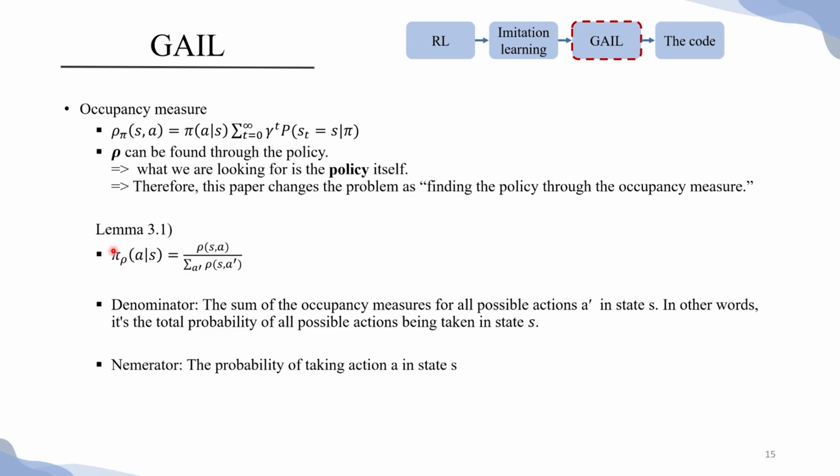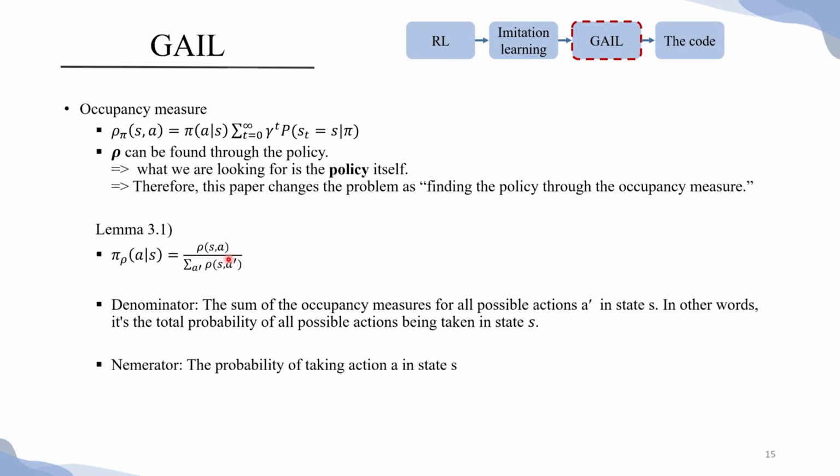Lemma 3.1 of the paper shows the following equation. In this equation, the denominator is the sum of the occupancy measures for all possible actions A' in state S. In other words, it is the total probability of all possible actions being taken in state S. The numerator shows the probability of taking action A in state S.